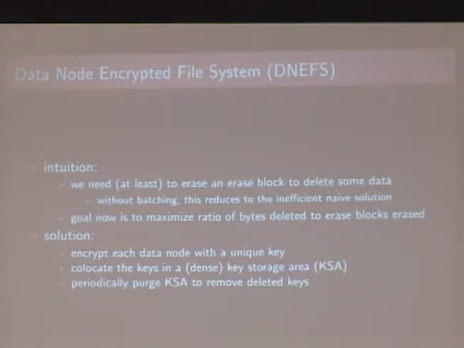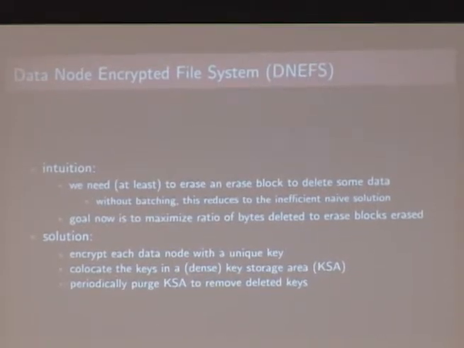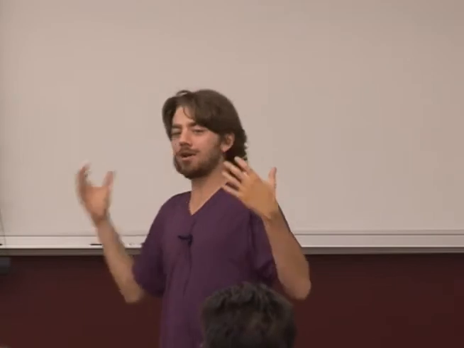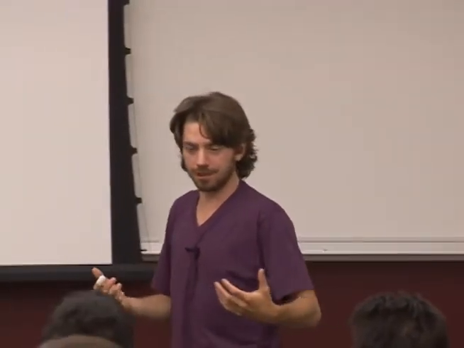And as a consequence, if we're not performing batching, if we're not collecting erasures and doing them at the same time, then the result is that we have just the naive solution again. We delete a page, we perform a garbage collection of all the other pages, and then erase that erase block. And this is just the naive solution. So we have to do some batching in order to have any efficiency. The goal now becomes, how do we get the most value from each erasure? How do we maximize the ratio of bytes deleted?